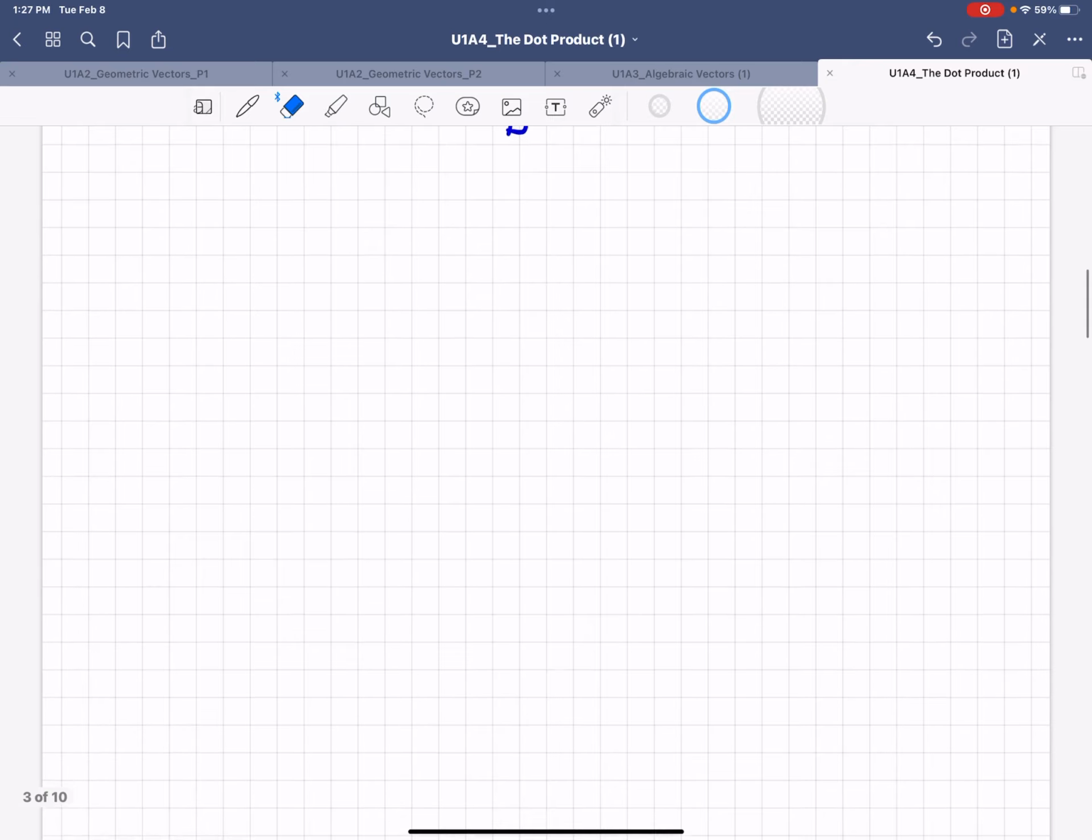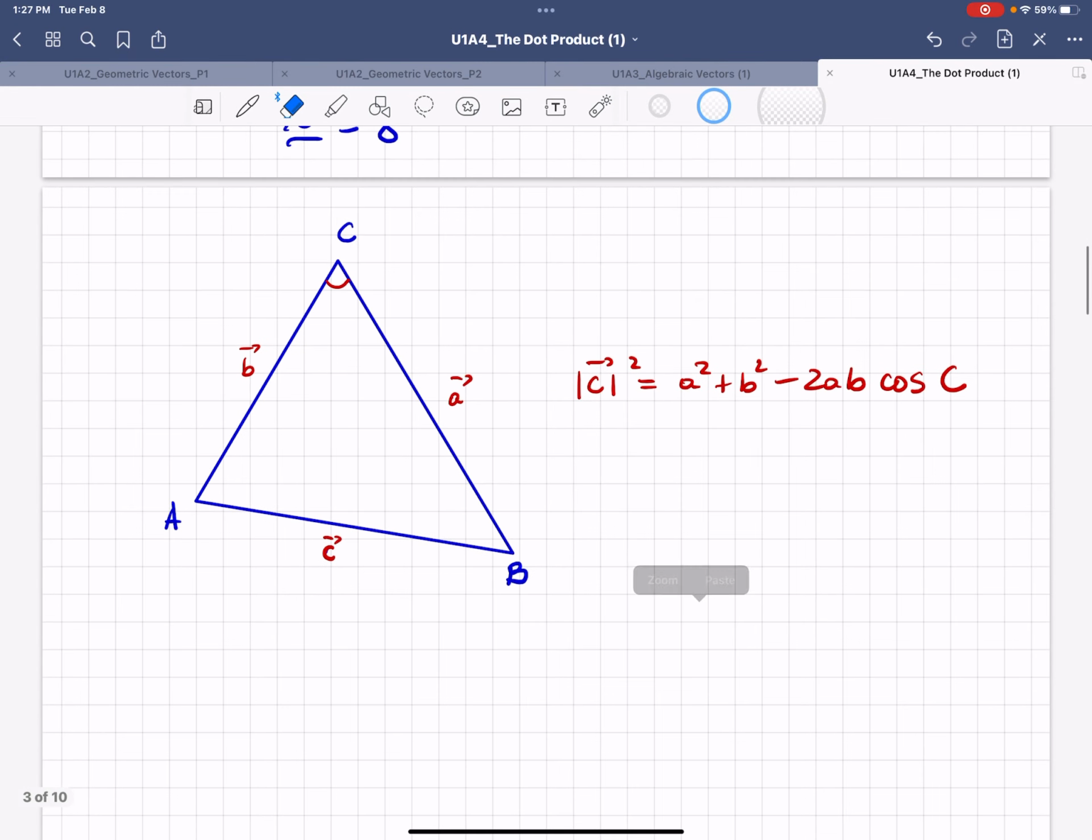So this is in a nutshell what dot product is about, and I would really love to actually prove the cosine law using the dot product. It's a very interesting proof, but I'll do this in the next video.